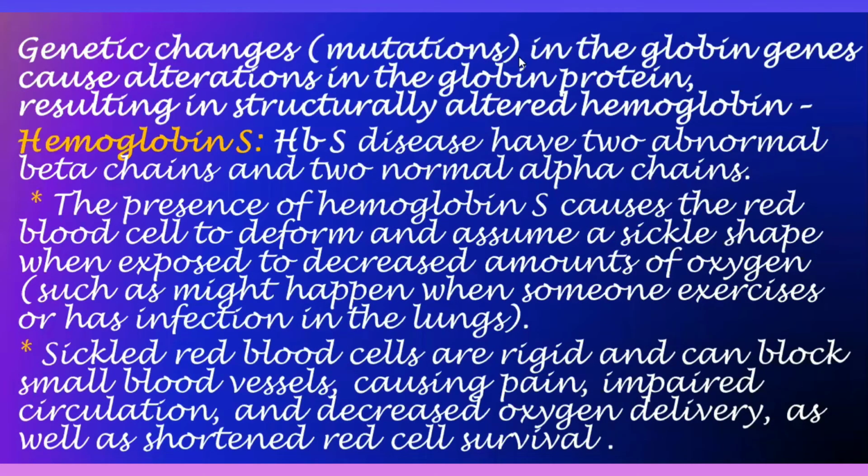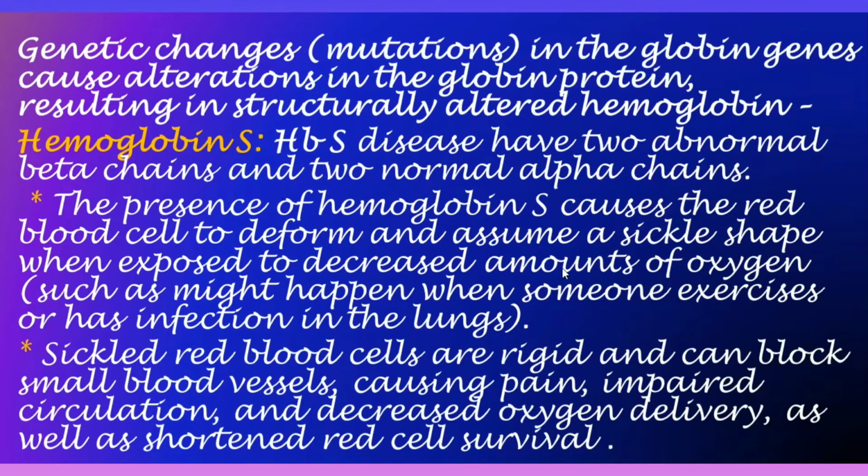Genetic changes, or you can call them mutations, in the globin genes cause alterations in the globin protein, resulting in structurally altered hemoglobin. Coming to hemoglobin S, HbS is a disease which has 2 abnormal beta chains and 2 normal alpha chains. The presence of hemoglobin S causes the red blood cell to deform and assume a sickle shape, like a crescent shaped moon or sickle shaped circle, you can tell.